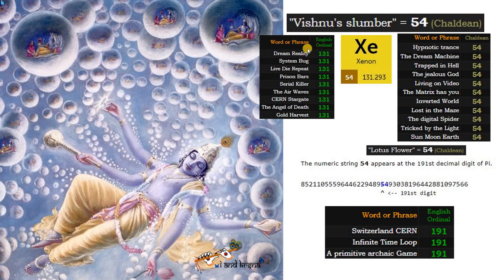Dream reality. So this is kind of logic with the Vishnu's slumber, that it is a dream reality. He's dreaming this reality and we are part of his dream. Then we have system bug, and I do believe there is a bug in the system, which is this frequency that causes the hypnotic trance. Then we have live, die, repeat. This is a movie, and of course it is linked to reincarnation.